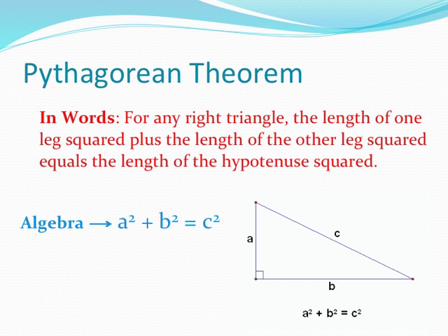All right, the Pythagorean theorem. In words, it says that for any right triangle, any triangle that has a right angle in it, the length of one leg squared plus the length of the other leg squared equals the length of the hypotenuse squared. In algebra, we say a squared plus b squared equals c squared, where c is the hypotenuse. It matters that c is the hypotenuse for this formula to work. C can't be one of the legs. C has to be the hypotenuse. And a and b are the legs.